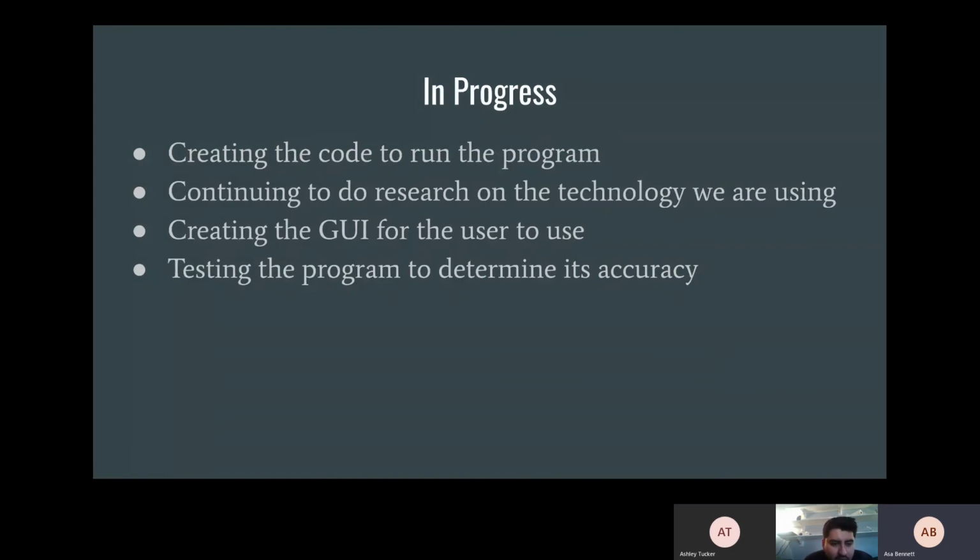Right now, we are in the state of creating the code to run our program. We've been hard at work creating our algorithm that's going to take in the image of the cat or dog and determine whether or not it's a cat or dog. We're continuing to do research on the technology that we're using for our research report. We're in the process of creating the GUI for the user as well. And then we're going to test the program afterwards to determine the accuracy. I think over 50% accuracy is our goal.